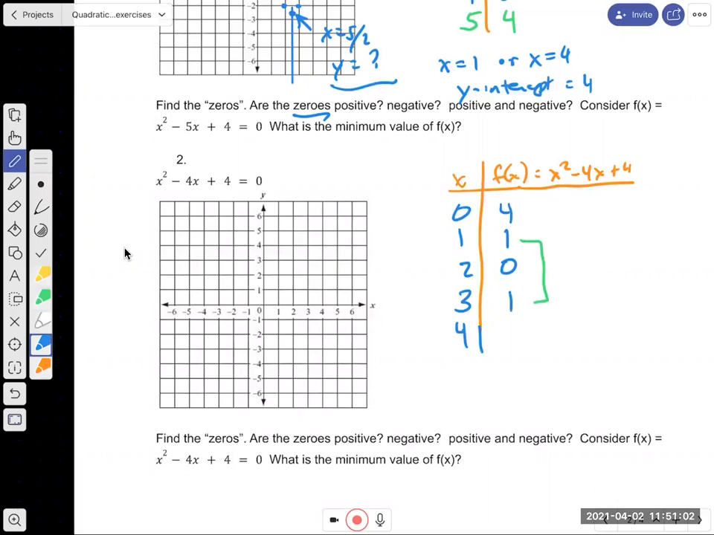So it's 4 times 4, 16, minus 4 times 4, minus 16, 16 minus 16, 0 plus 4, 4. And look at that. I see I've got this symmetry. So I say 0, 4, 1, 1, 2, 0, 3, 1, 4, 4.